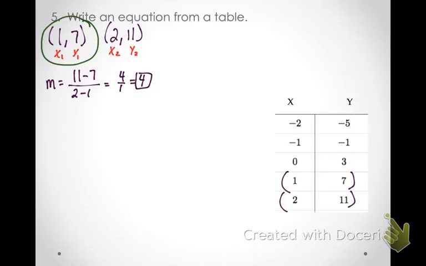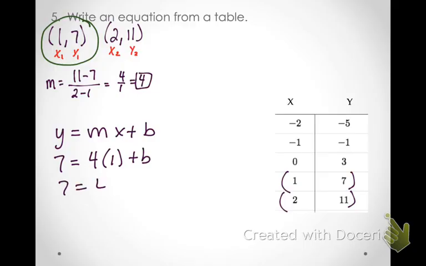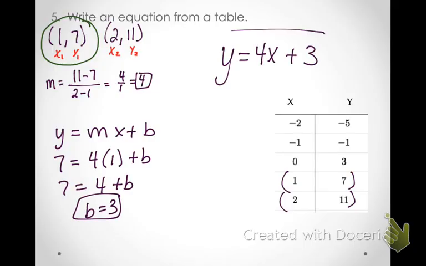To solve for b, I'm going to use y equals mx plus b, and I'm going to pick my favorite point. In this case, I picked the point 1, 7. Plug those in for x and y, plug 4 in for m, and solve for b. Make sure that you write your final answer as an equation.